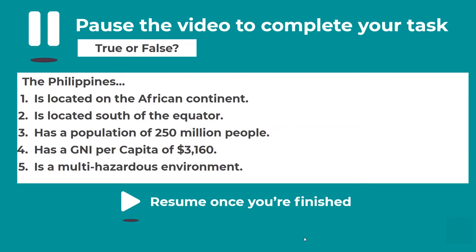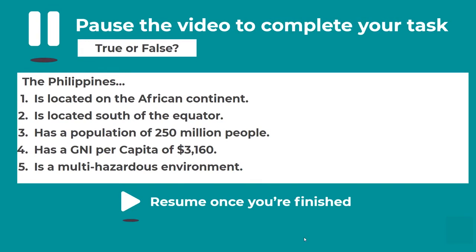So the Philippines is located on the African continent. That's number one. Number two, the Philippines is located south of the equator. Number three, the Philippines has a population of 250 million people. Number four, the Philippines has a GNI per capita of $3,160. And number five, the Philippines is a multi-hazardous environment. So are these statements true or false?